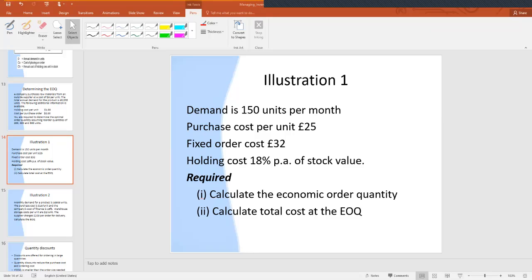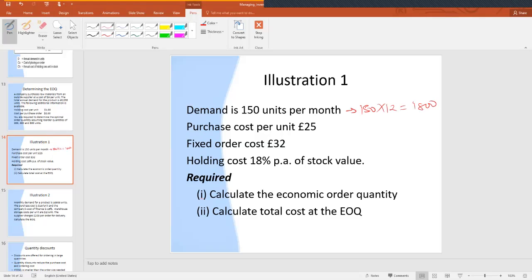Okay, in this example, we know that the company has a demand of 150 units per month. Don't forget the analysis must be done per annum. If you have some variables that are monthly based, weekly based, or daily based, then of course you have to convert them to an annual basis. So the first step is to convert the demand from per month to per annum. 150 times 12 gives us 1800 units.